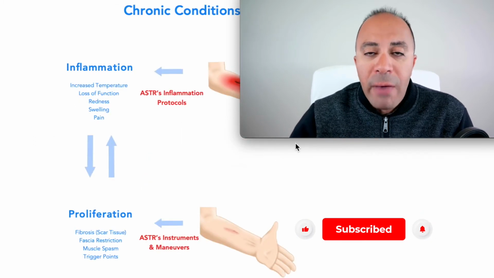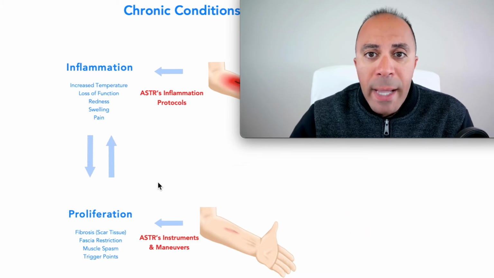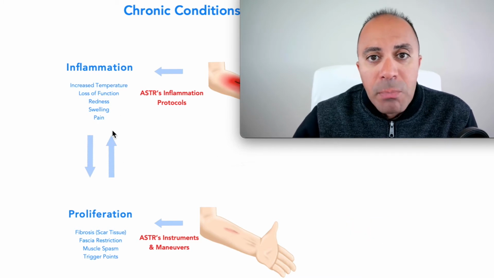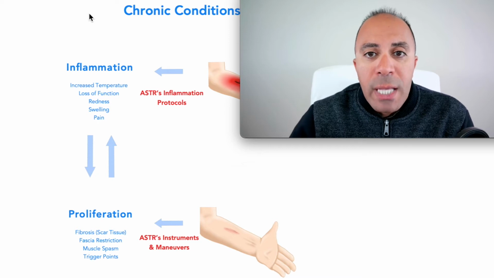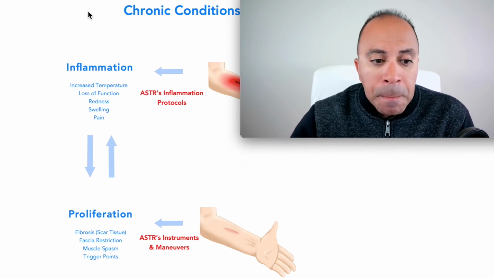So if you have had this condition for a very long time and you have not addressed it, you're probably going back and forth between the inflammation stage and the proliferation stage. So for the treatment, we actually have to break this vicious cycle to relieve and stop the shin splint.